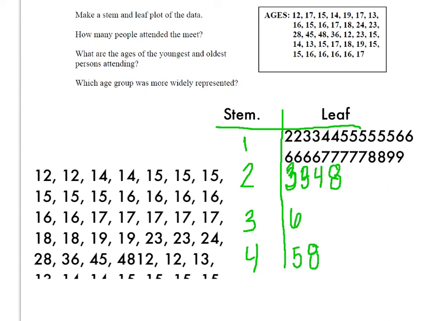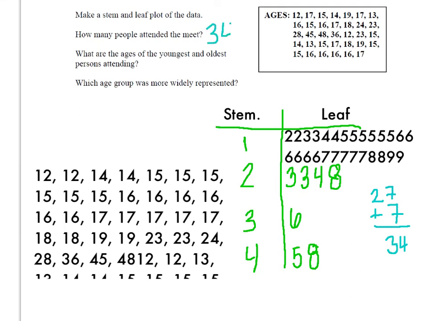Now I'm going to use the data to answer the questions. How many people attended the meeting? So I can see easily between the 20s and the 40s that there's going to be just 7 people. But now I need to add up all of the ones that were in their teens, and I can see that there's 27 people there. So I'm going to add 27 plus 7 people, and I know that that is going to be 34 people. So 34 people attended the meet.